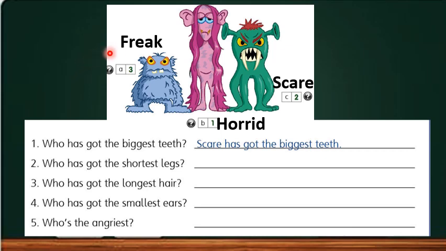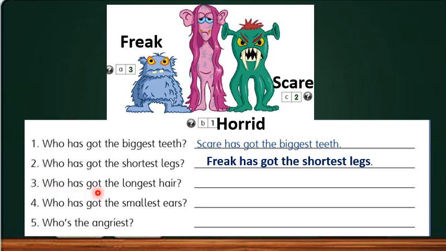Activity 3. Look at activity 2 and answer the questions. Number 1. Who has got the biggest teeth? It is Scare. Scare has got the biggest teeth. It's here. Number 2. Who has got the shortest legs? Compare these three aliens. Which alien has the shortest legs? It is Freak. So the answer is Freak has got the shortest legs.